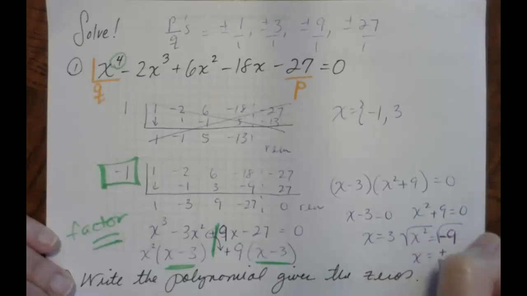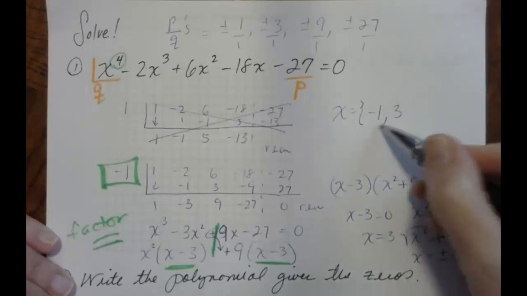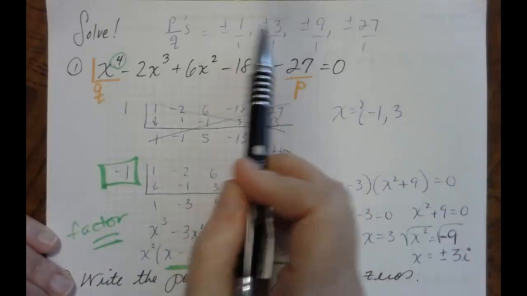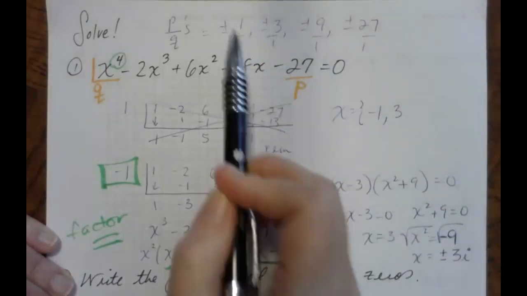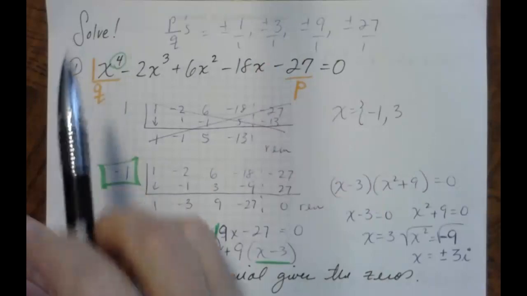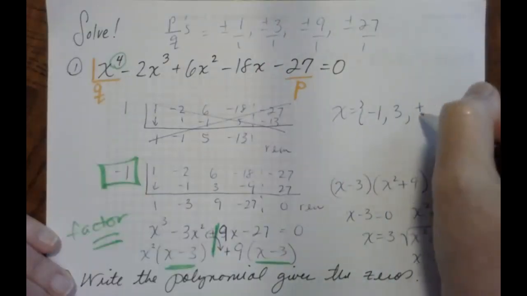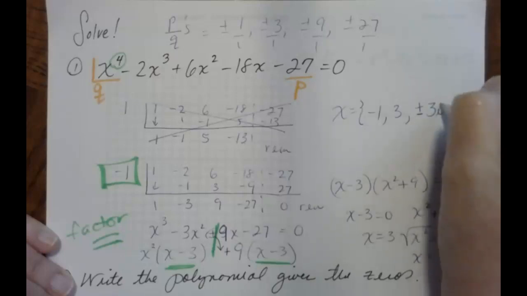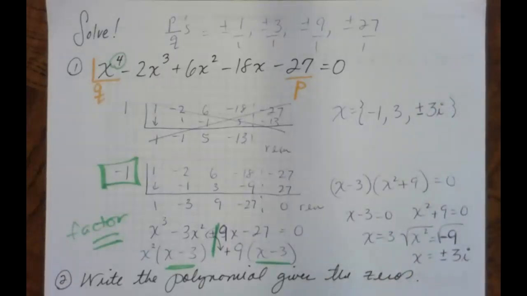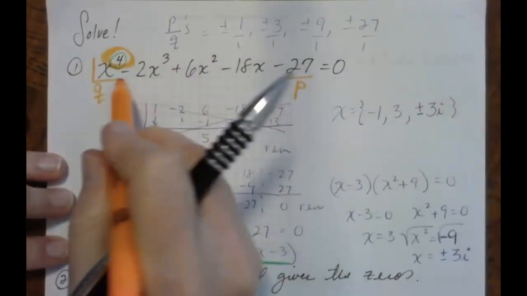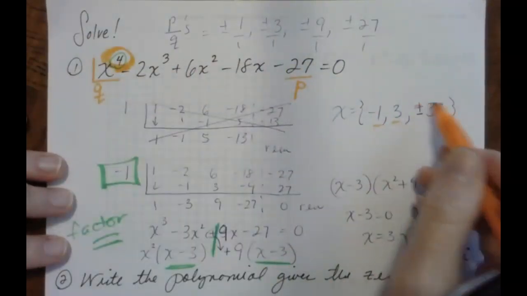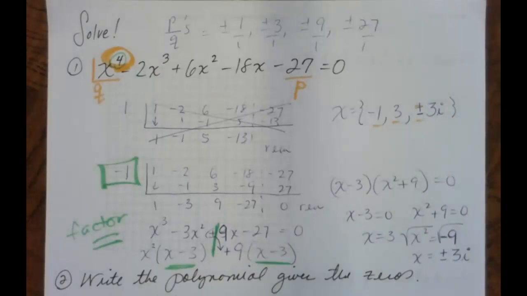That is plus or minus 3i. So we have two real roots, which we can see in our P's and Q's: there's negative 1, there's positive 3, and we also have these two imaginary roots, plus or minus 3i, giving us our grand total of, since it's degree 4, 1, 2, 3, 4, 4 answers. Look for a problem very similar to that on our test this week.